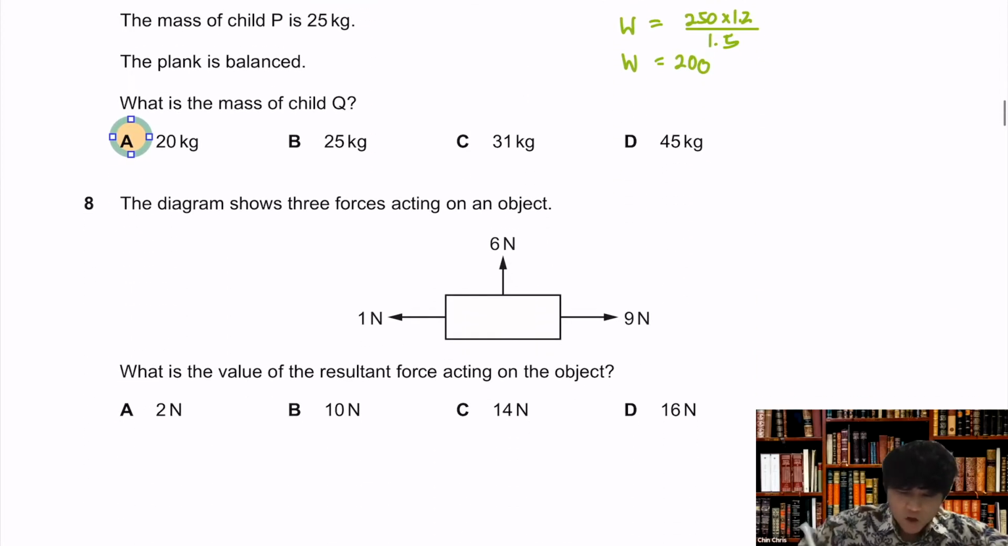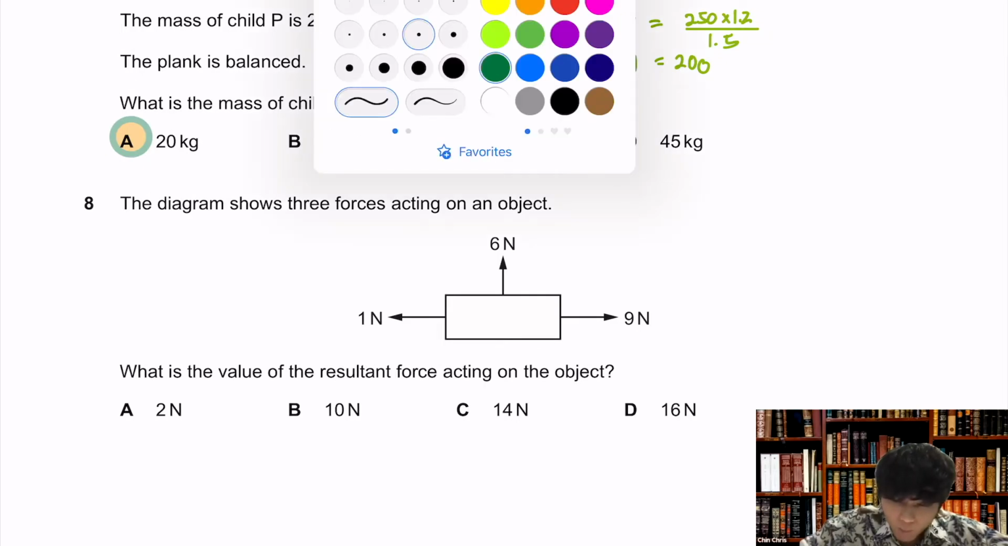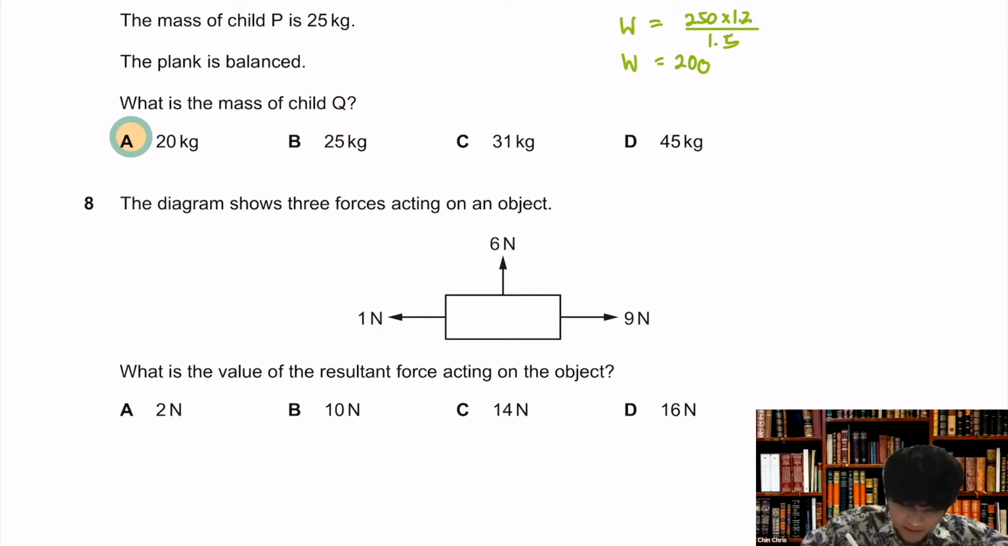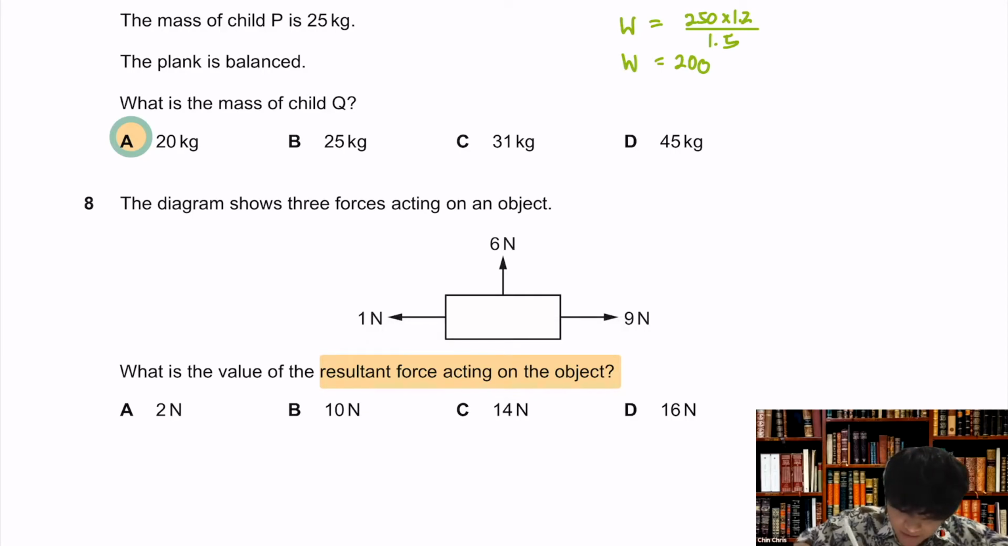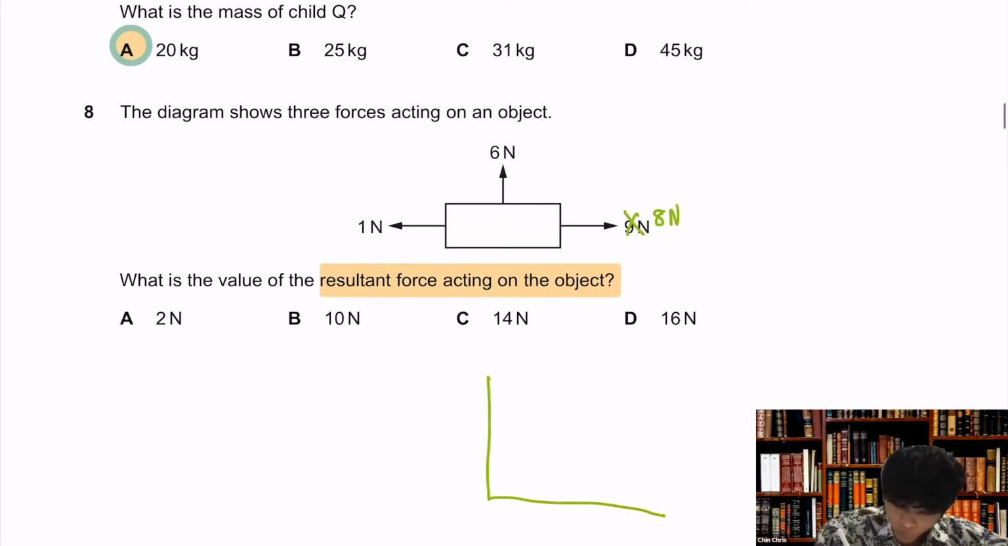Next. Shown is a force acting on an object. What is the value of the resultant force acting on the object? The resultant force will be 8. Do you see that the right hand side and left hand side, you can cancel it out. So eventually this will be 8 Newton going here. Looking at this part, I can resolve it with a triangle. So this is 6 Newton and this is 8 Newton.